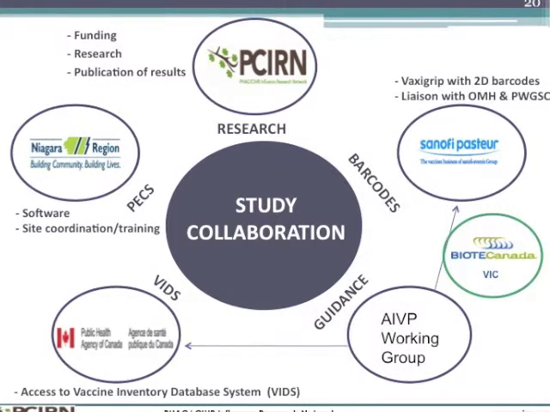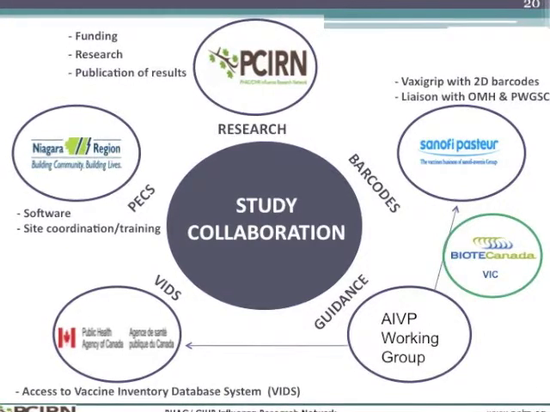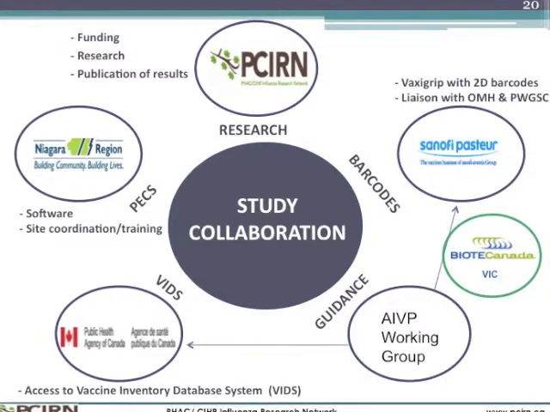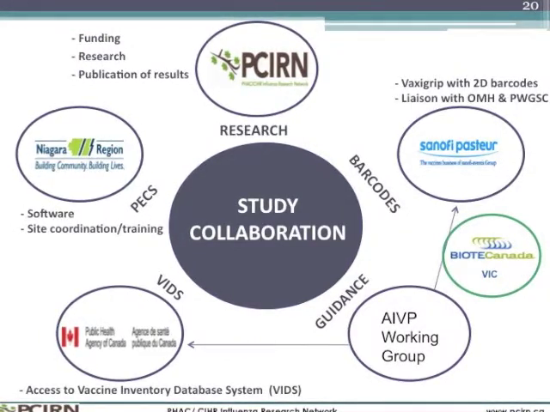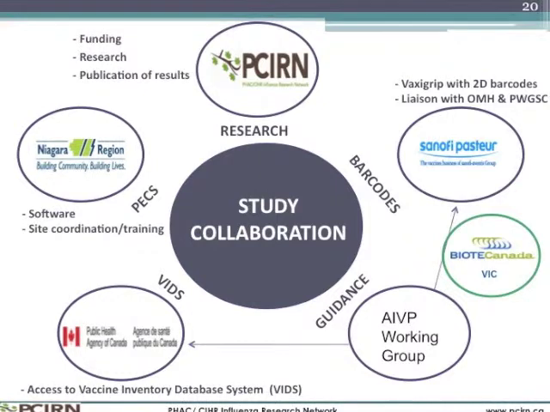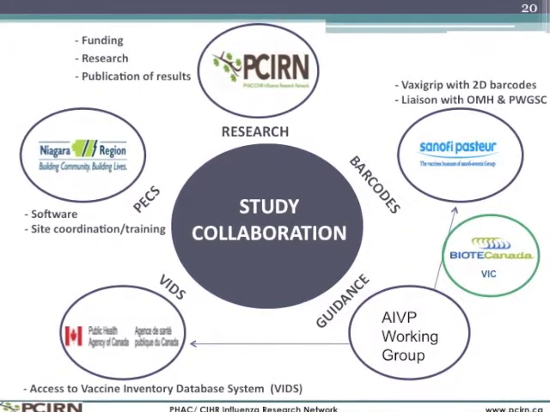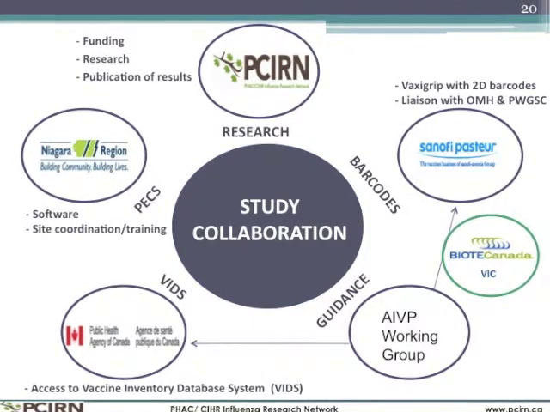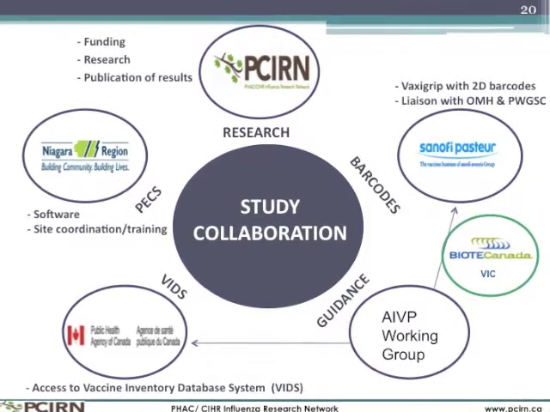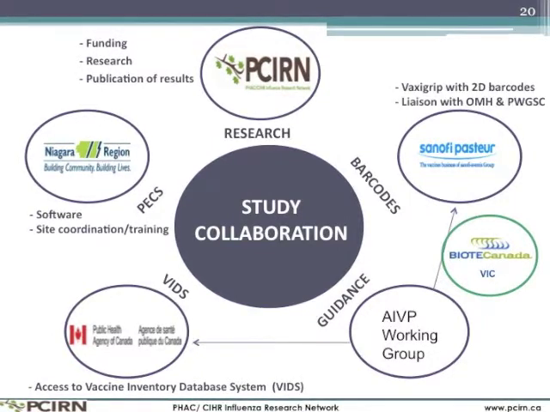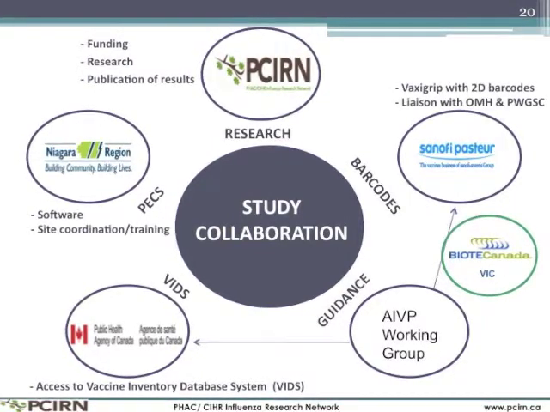Public Health Agency of Canada developed the VIDS database, the Vaccine Inventory Database System. And then the industry did the work of putting the 2D barcodes onto the vaccine vials. Altogether, they formed the AIVP working group, which stands for the Automated Identification of Vaccine Products Working Group. They've been working on this, and altogether, that's how this project came about.